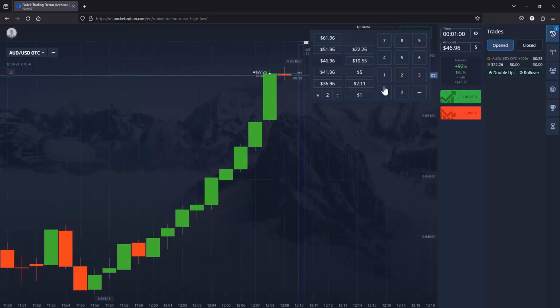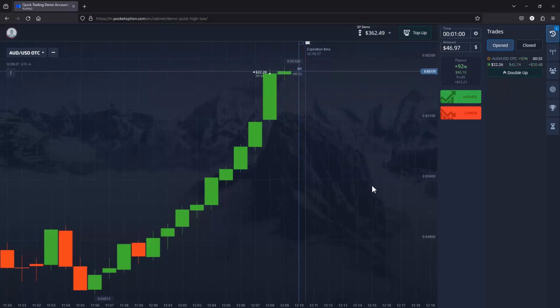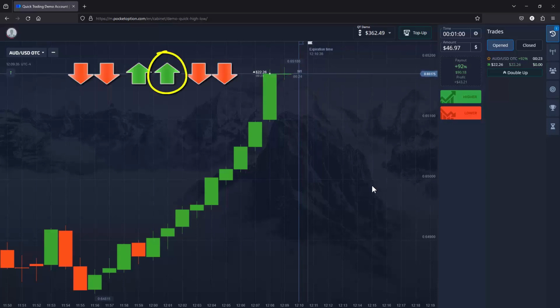This time I'm gonna enter for the $6.97 for the fourth trade. And if I lose the current trade, the next trade will be with higher option following the pattern.